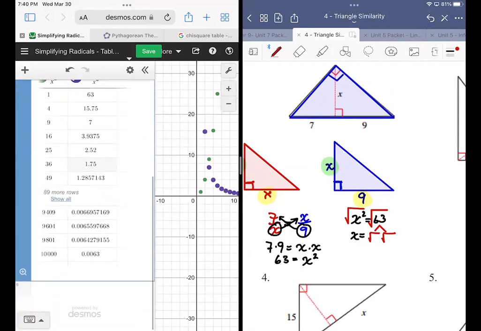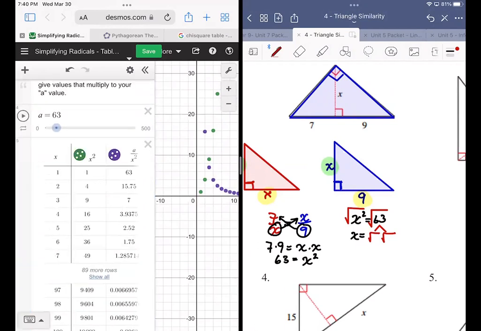And I have a very lengthy list, but it doesn't take too long before you see the one that works. And the one that works is the one that has a whole number value in the third column. All right, so 9 and 7 are the perfect factors of 63. The square root of 9 is 3, and the square root of 7 we're stuck with. So we would have x is equal to 3 times the square root of 7, or 3 radical 7, we say.